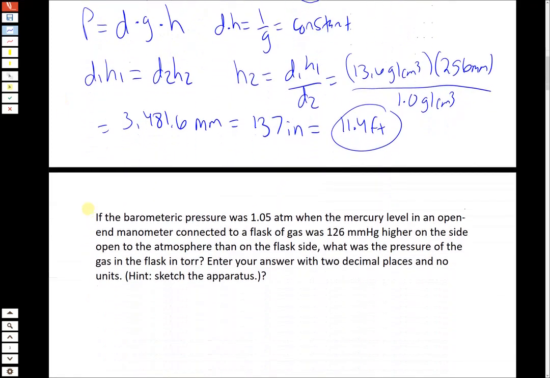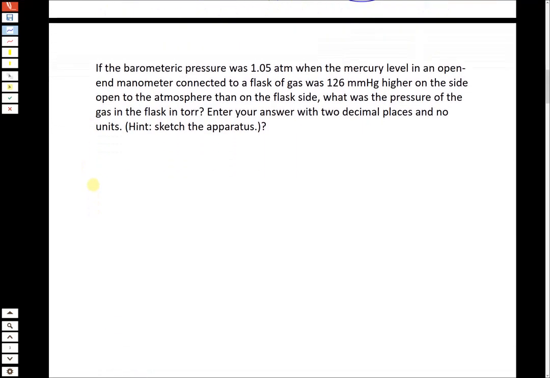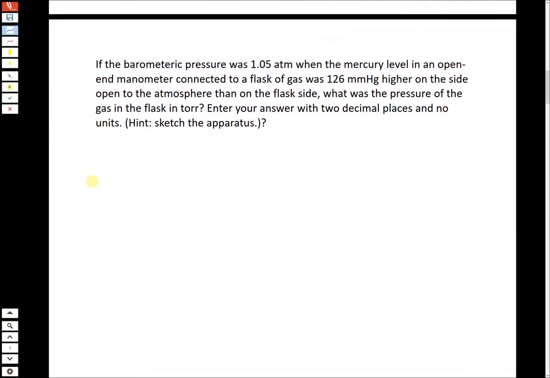Now the next question here was a more typical one about measuring barometric pressure and atmospheric pressure and things of that. So here it says the barometric pressure was 1.05 atmosphere when the mercury level in an open-ended manometer connected to a flask of gas was 126 millimeters higher on the side open to the atmosphere than on the flask side. What was the pressure of the gas in torr? And it says hints against the apparatus.